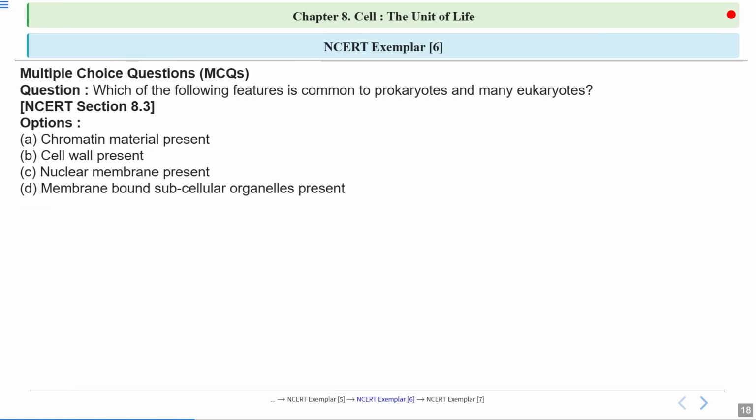Next is, which of the following features is common to prokaryotes and many eukaryotes? You have to select a feature which is common to prokaryotes and many eukaryotes. Not all eukaryotes, many eukaryotes. Options are: chromatin material present. Second is cell wall present in both prokaryotes and many eukaryotes. Then next is nuclear membrane present, and fourth is membrane-bound subcellular organelles present. What is the correct answer?